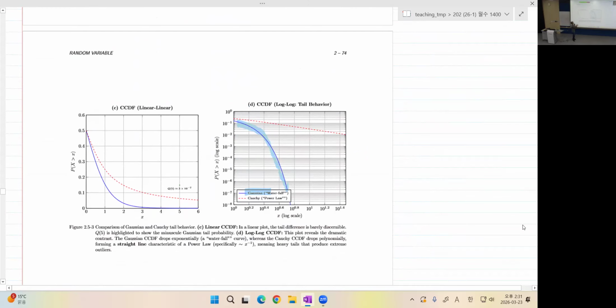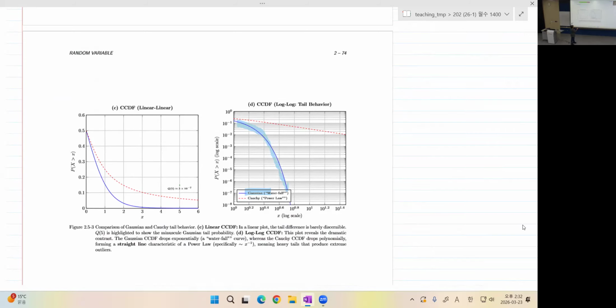And here goes the complementary CDF of Gaussian and Cauchy. Last time, I emphasized the so-called power law when you use a log-log plot. Now, this has a logarithmic scale and also the horizontal axis has a logarithmic scale. And you see something like a straight line, and its legend says that dashed line is for the Cauchy CCDF. What does that mean? Cauchy distribution's complementary CDF follows a power law.